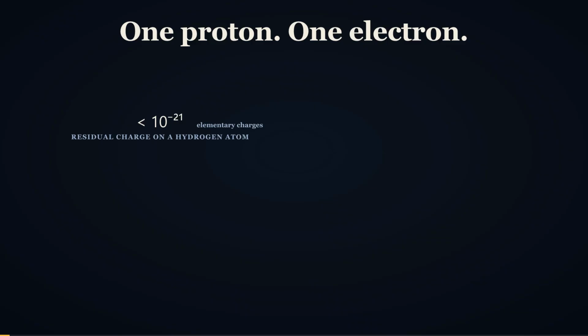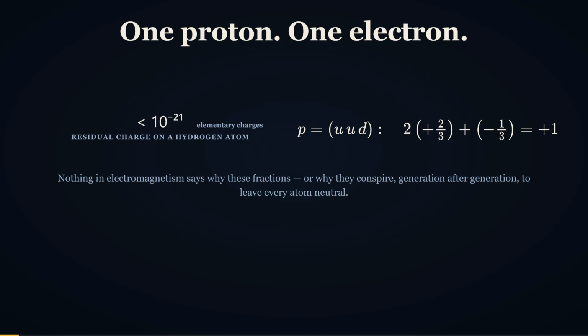Now split the proton open, and the tidy whole number falls apart into thirds. 2 up quarks at plus 2/3. 1 down quark at minus 1/3. Nothing in electromagnetism tells you why nature picked those fractions, and nothing tells you why they conspire, generation after generation, to leave every atom neutral.